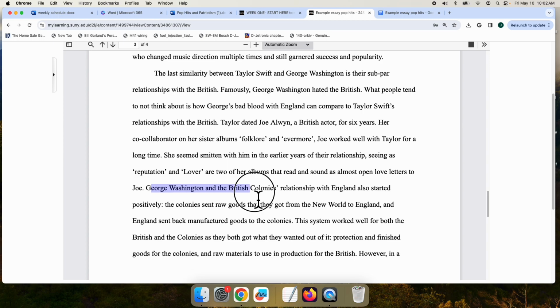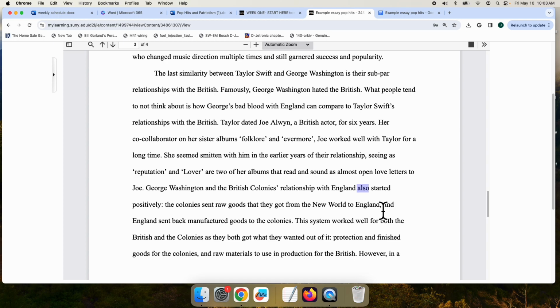George Washington and the British colonies' relationship with England also started positively. The colonies sent raw goods that they got from the New World to England, and England sent back manufactured goods to the colonies. Did you hear the transition word in here that reminds us that we're talking about similarities? It's also. That's one of those words that tells us George Washington did this, Taylor Swift also did it.